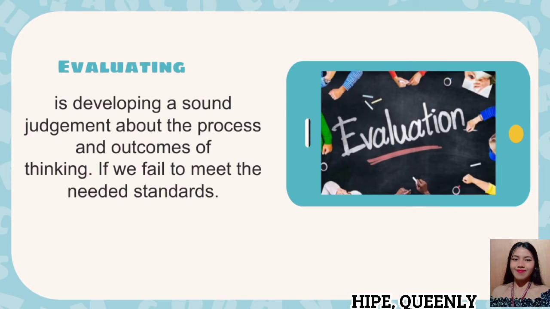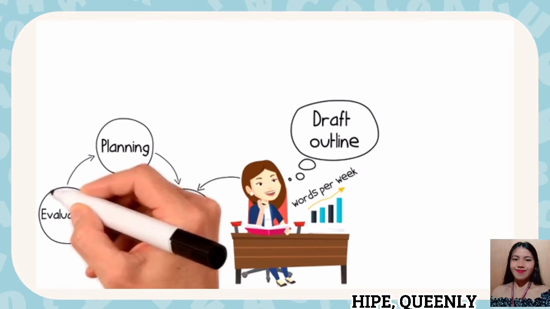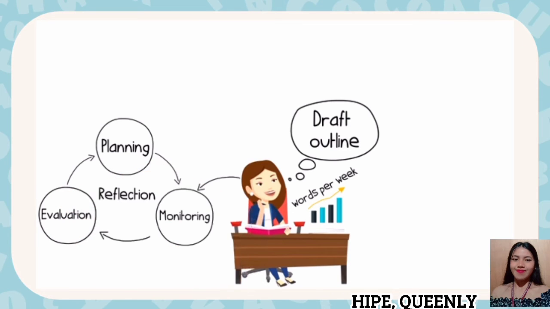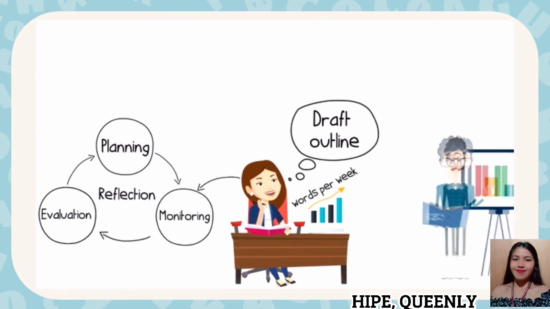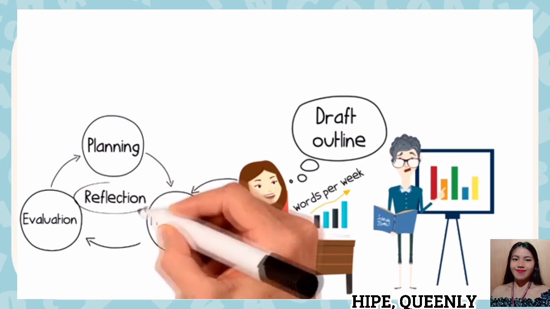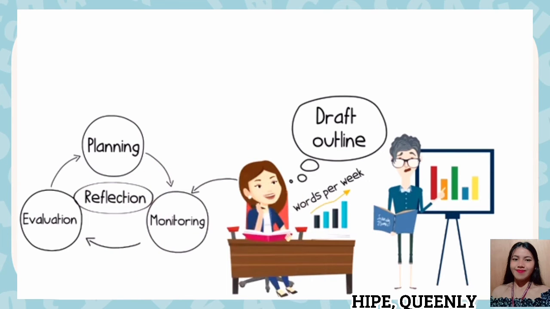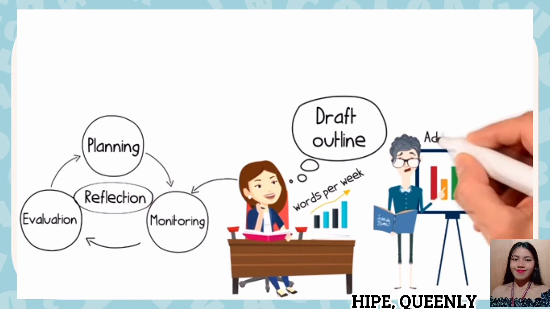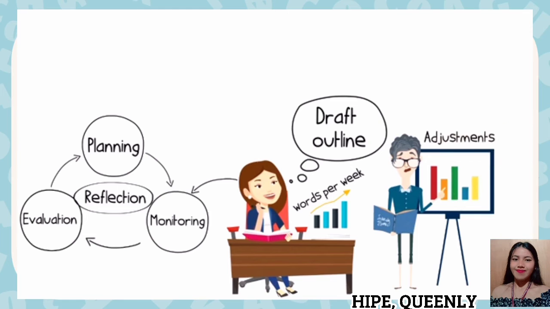Evaluating is developing a sound judgment about the process and outcomes of thinking, especially if we fail to meet the needed standards. Given the first example again, you need to evaluate your work as well. You could do that by reviewing your week's work each weekend to be sure that you are happy with the quality of your work. In the end, you need to be able to reflect on these steps, as this will give you the ability to make adjustments to this process if needed.